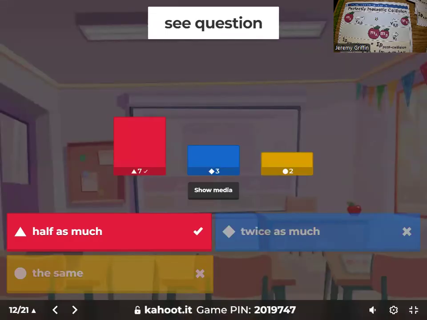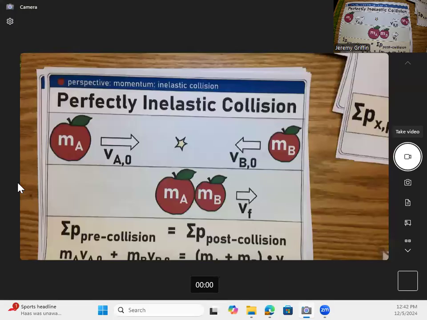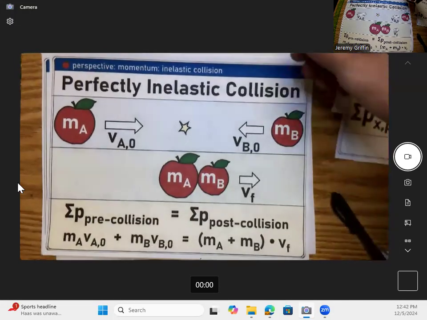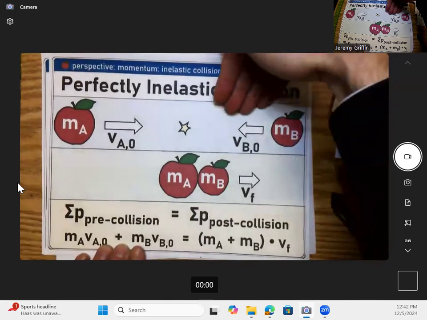Yeah, half as much. Right. So why half as much? Do you guys see this is an inelastic collision? Right. So actually, if one car started at rest, then this V doesn't exist.